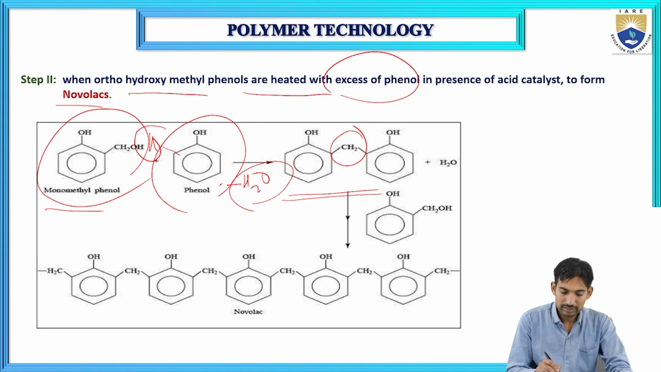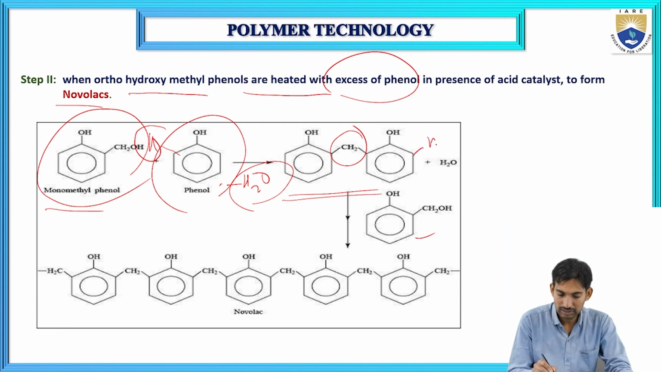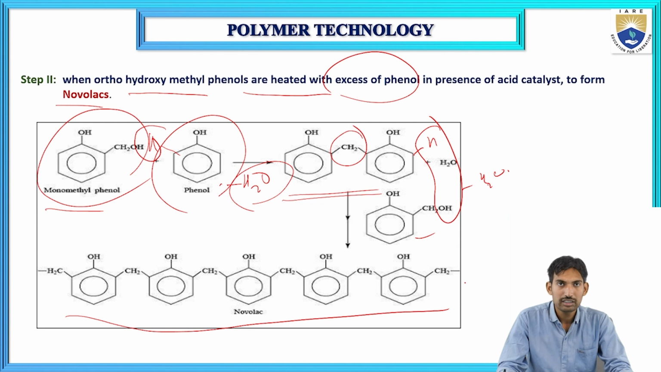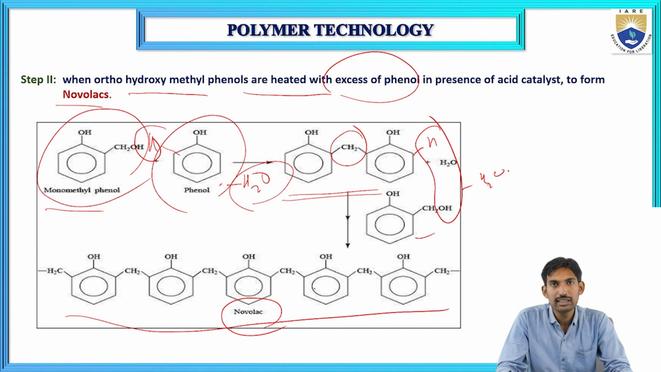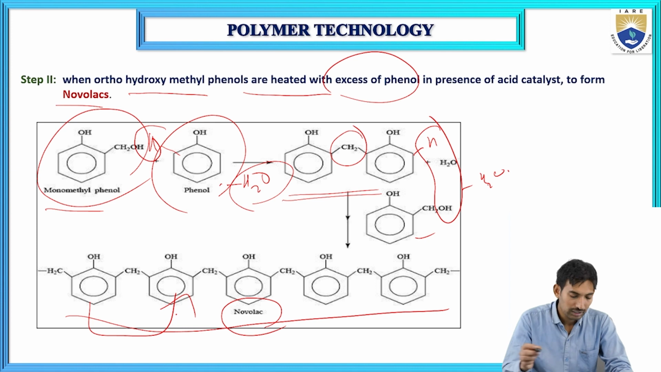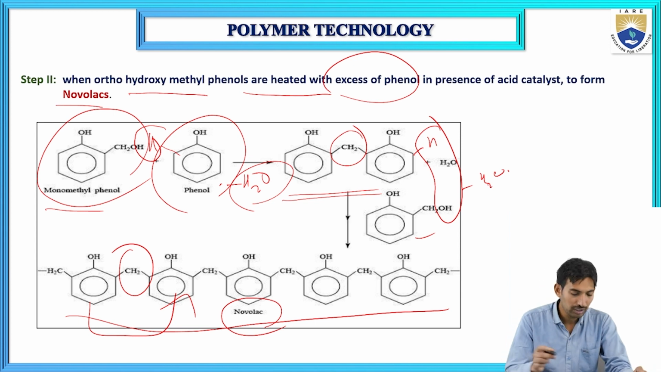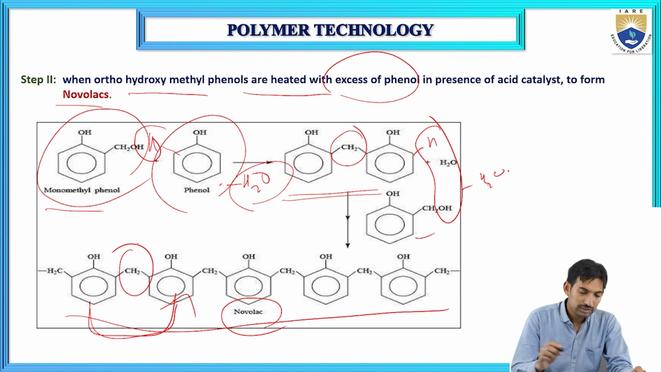If you add more, it again reacts with ortho-hydroxy methylphenol. Again, one hydrogen is there, and H and OH are eliminated as H2O. Water elimination takes place and forms this linear chain. This linear chain is called novolac. Novolac is a linear branched polymer. Between two phenol rings, there is a methylene bridge present. There is a methyl functional group present between two phenolic groups. So, this is called novolac.